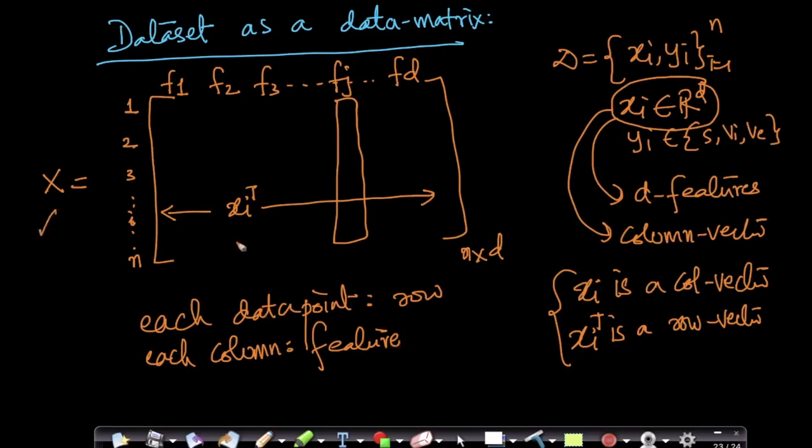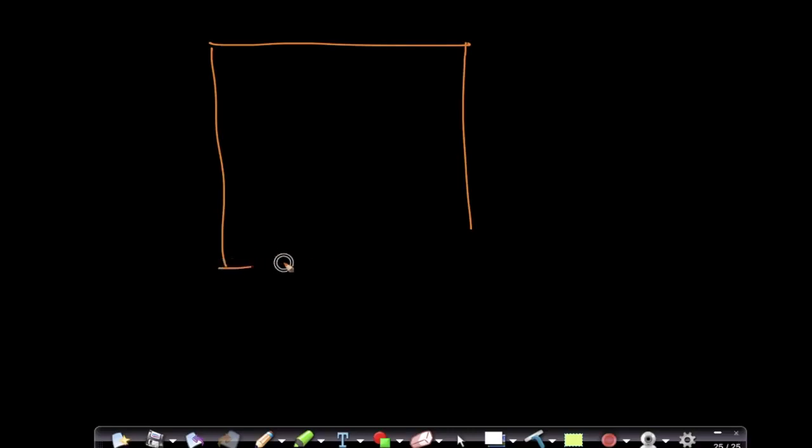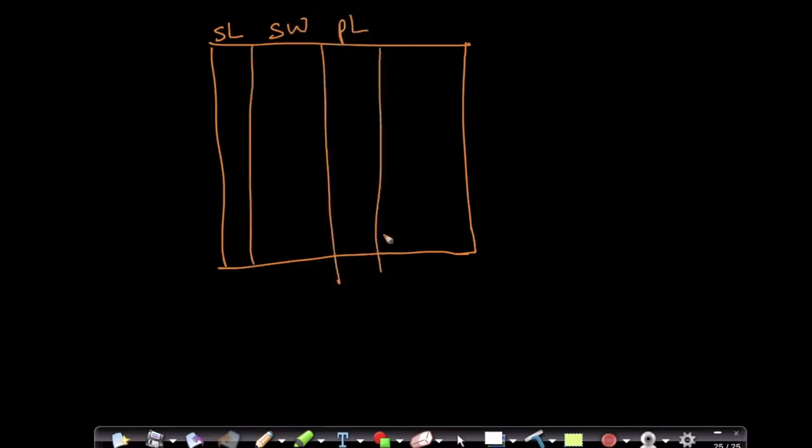So I'll stick to the representation where each row is a data point and each column is a feature. This looks more like a table, and I prefer it for that reason. There is no right or wrong approach as long as you specify what you're doing. I can think of my data as a table where the columns could be sepal length, sepal width, petal length and petal width, my four features f1, f2, f3 and f4. And each row could be a flower. My first flower has sepal length, sepal width, petal length, petal width. My second flower, and so on.